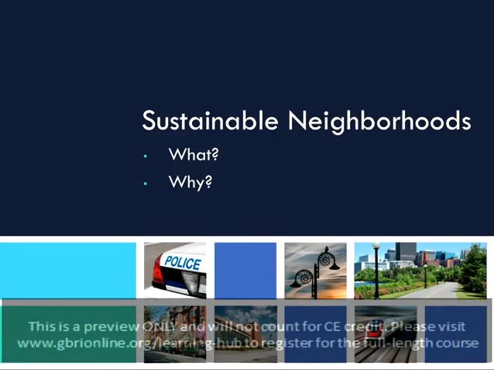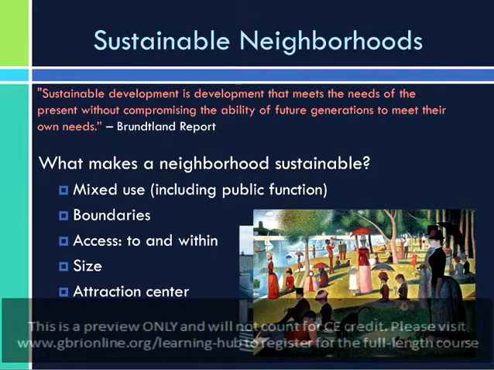Now that we know a little bit about how neighborhoods got to where they are today, let's look at what makes a neighborhood sustainable and why sustainable communities are important and beneficial. A common definition of sustainability comes from the Brundtland Report, which describes sustainable development as development that meets the needs of the present without compromising the ability of future generations to meet their own needs. Sustainable neighborhoods should be designed to be functional as well as self-maintaining.